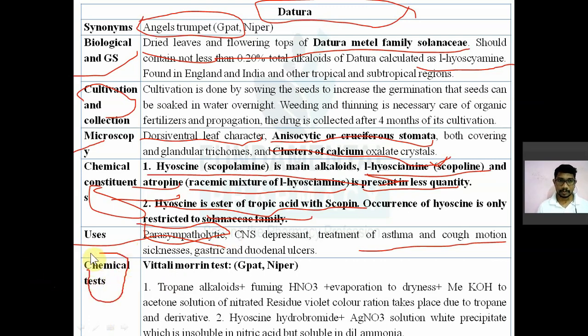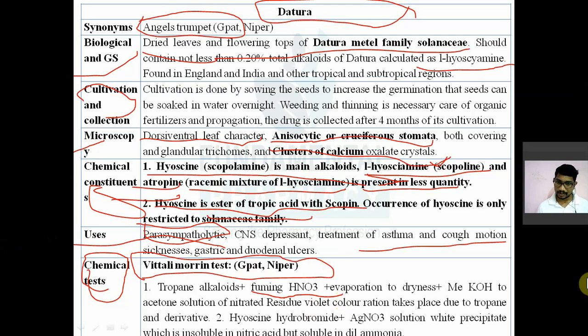Now chemical test क्या है इसका? Important chemical test होता है इसका एक nothing but the Vitali-Morin test. Vitali-Morin test, and this is a specific test for tropane type of alkaloids. Tropane alkaloids होते हैं उसके लिए specific test होता है Vitali-Morin test. उसमें क्या करना है आपको? So tropane alkaloids you have to take, and you have to take one petri dish. You have to take powder in petri dish, add fuming nitric acid, and evaporate to dryness.